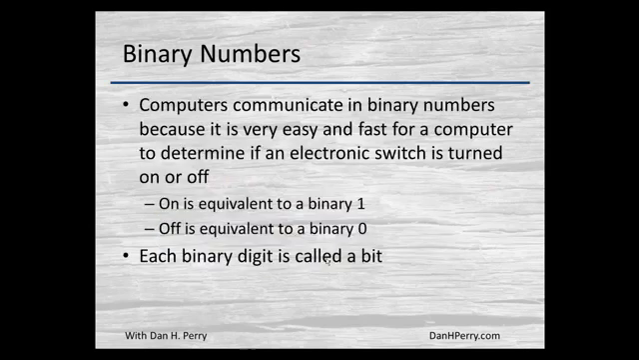Now, why do we use binary numbers? Well, computers use or communicate in binary numbers. It's very fast and easy for a computer to determine whether a switch is turned on or off. When an electronic switch is turned on, that is a binary 1, or we view it as a 1. When a switch is turned off, that's a binary 0. And those combinations of 1s and 0s make up our binary numbers. Each binary digit, or each of those switches, is called a bit.